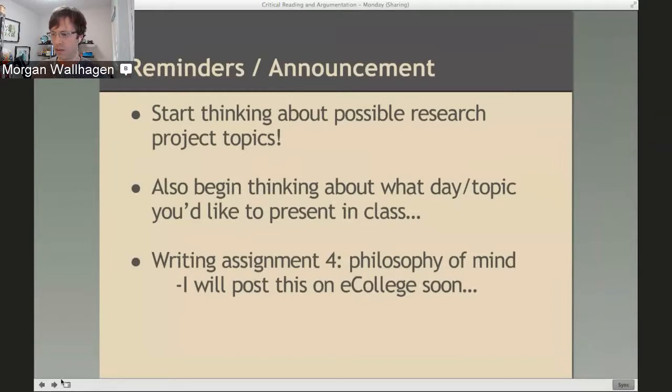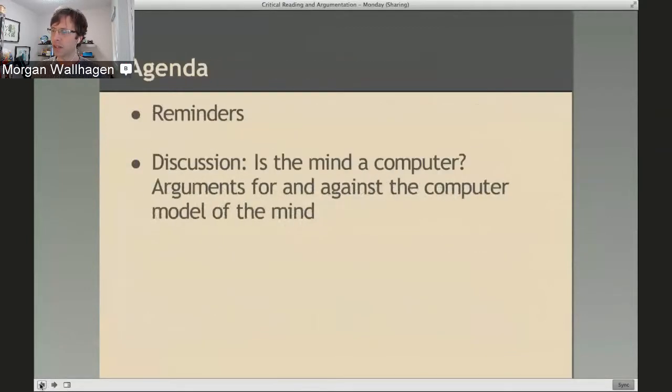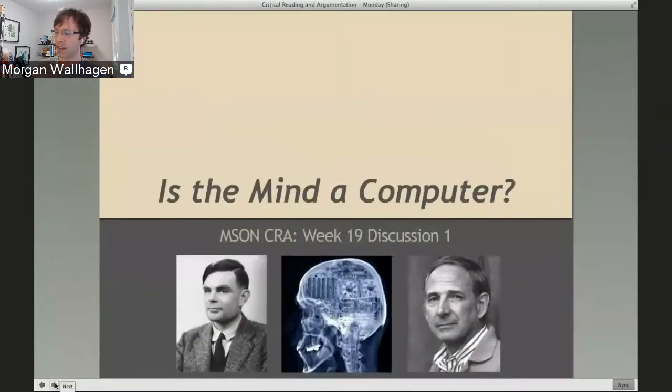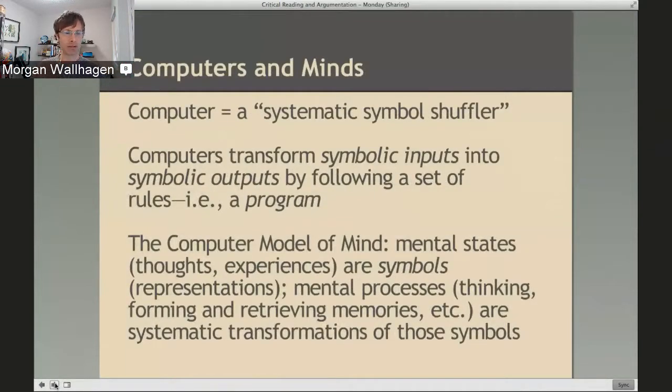All right. Well, then let's move on to our topic for today, which is just a discussion. There's no new material for today. I just wanted to talk about the question of minds and computers, and the extent to which we should think that the mind is a computer. If you need a refresher here, just remember a computer is a systematic symbol shuffler, something that takes symbolic inputs and follows rules to transform those symbolic inputs into symbolic outputs. The set of rules is called a program.